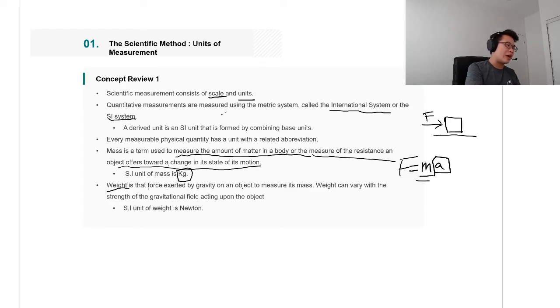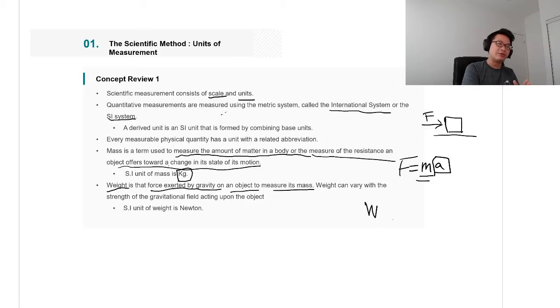Essentially, weight is different from mass by definition. Weight is the force exerted by gravity on an object of a given mass. So in other words, the weight depends on the gravitational force. So they are not equal.